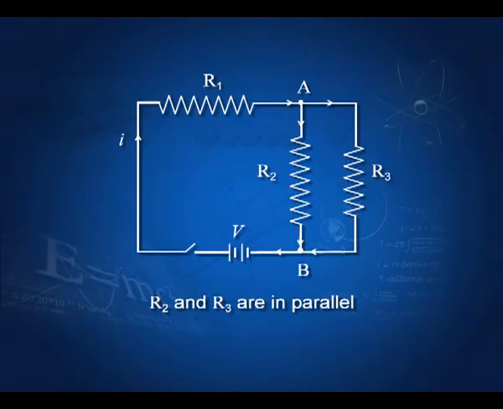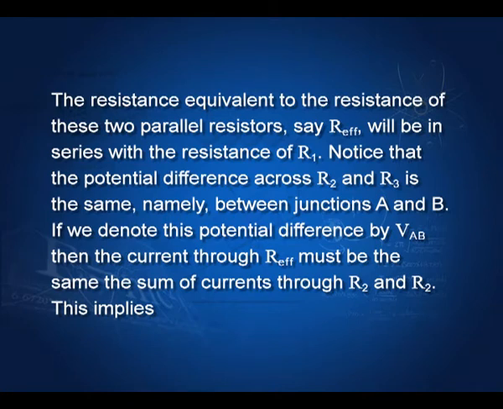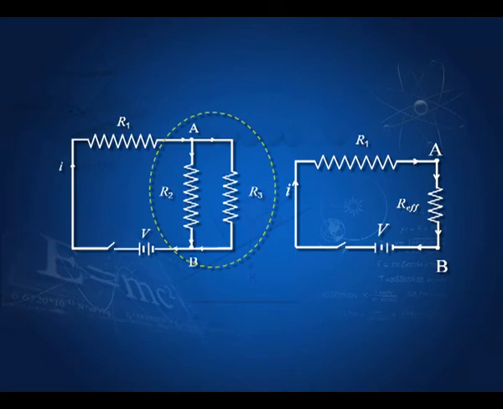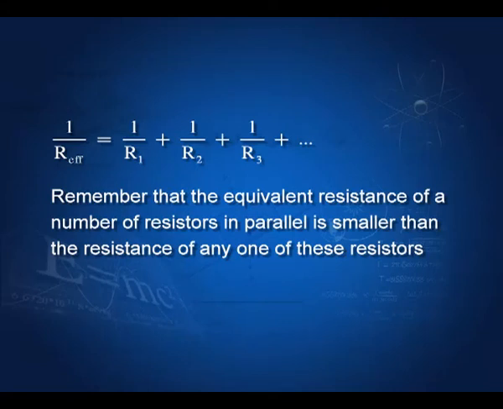When there is a division of current, as it happens at point A, some current goes to R2, some goes to R3, then R3 and R2 are said to be in parallel. R2 is parallel to R3, and whatever the effective resistance of this is in series with R1. And since the potential difference across these two is the same, I have current through this is V by R2, current through this is V by R3, and the total current is the sum of these two currents. Therefore, if I substitute the values, VAB by R effective, where R effective is the resistance of the parallel combination, is equal to VAB by R2 plus VAB by R3, therefore, R effective is given by this expression. So, in parallel combination, the resistances have effective resistances given by this formula, and the resistance gets reduced in fact.